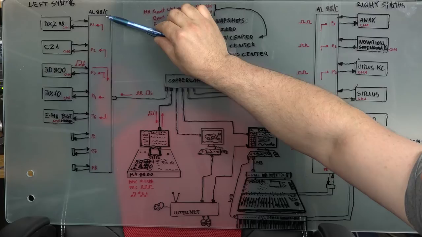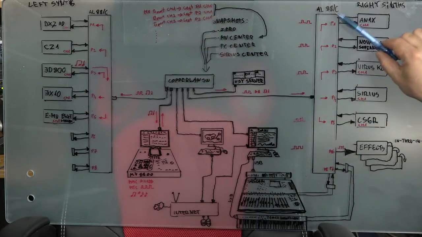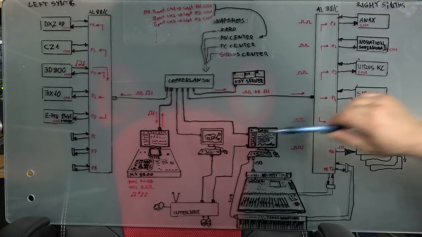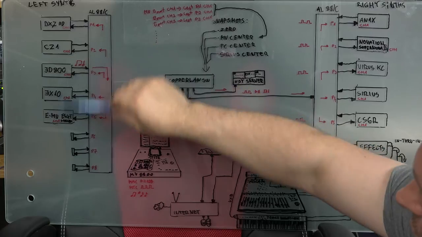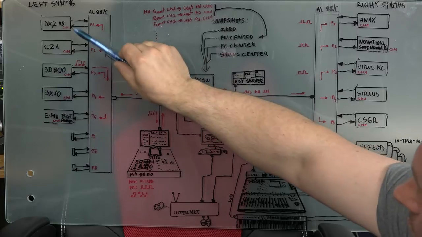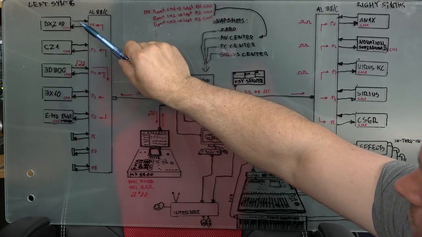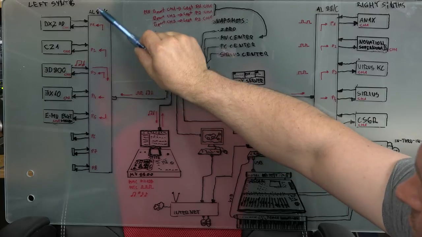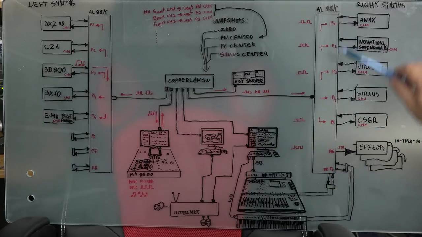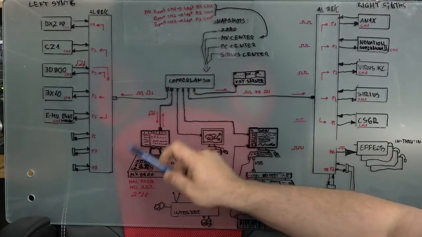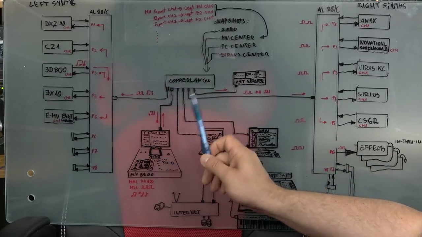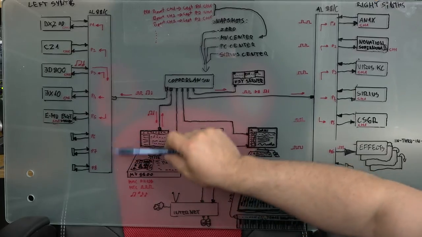Here I have one AL-88C and here I have another one. This side I call the left side and this I call the right side. To the left side I have 1, 2, 3, 4, I don't know how many synths connected, and every synth sends the MIDI signal to the AL, and from the AL every synth is also connected and is through on the other side also. So altogether I have 16 inputs and 16 outputs with these two Alyseum AL-88C.